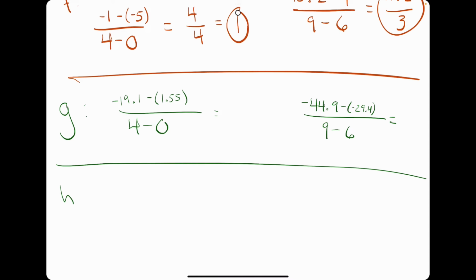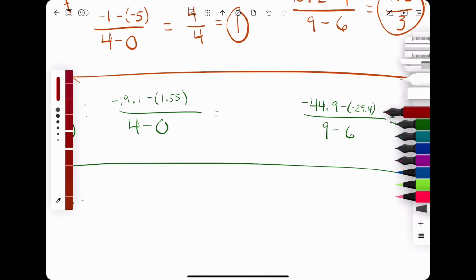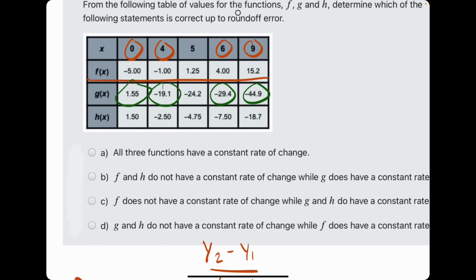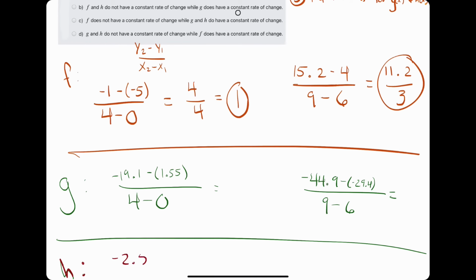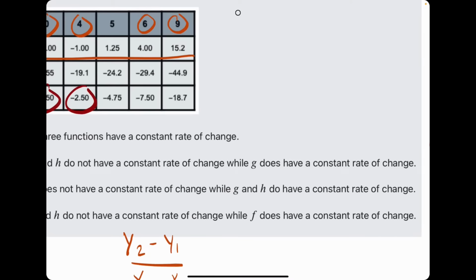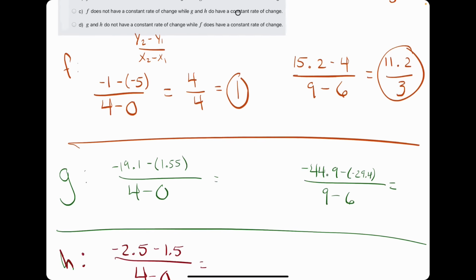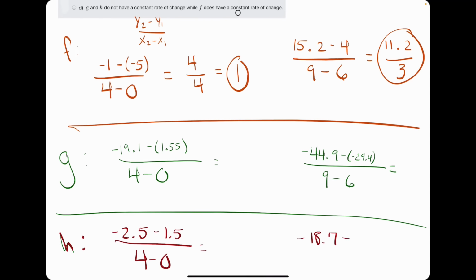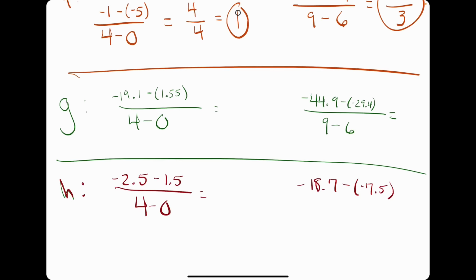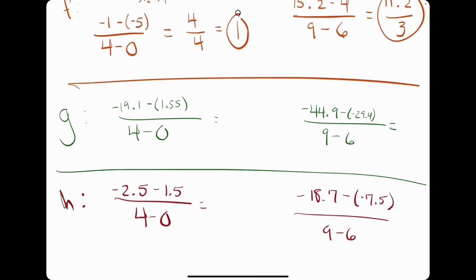Let's go ahead and set up function h. Let's use a different color, stay consistent. We'll do h, and we'll do between the same x values again. So we'll use these y values, so I'll start with -2.5 minus 1.5 for y2 minus y1. Again, we have 4 minus 0, so it's just a lot of setting up. I'll go ahead and set up the slope between 6 and 9. -18.7 minus, make sure to use parentheses, 7.5. And then we have 9 minus 6 on the bottom again. Right, everything looks good. I'll go ahead and type these into Desmos.